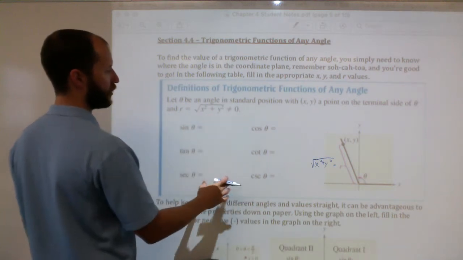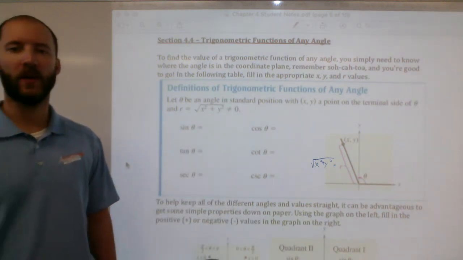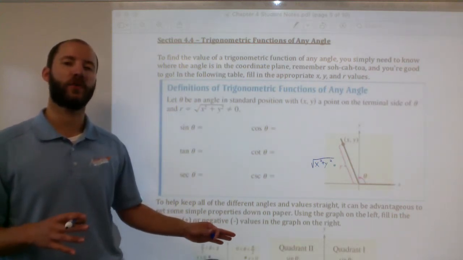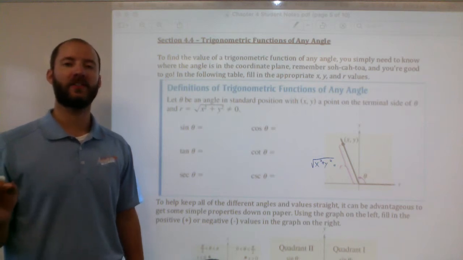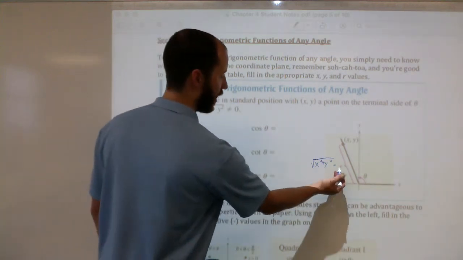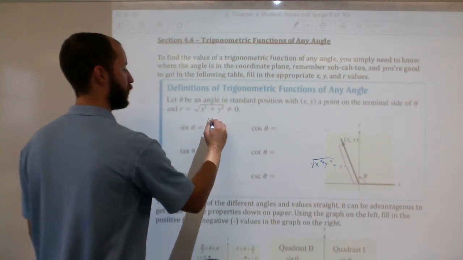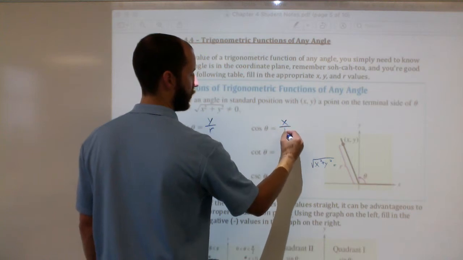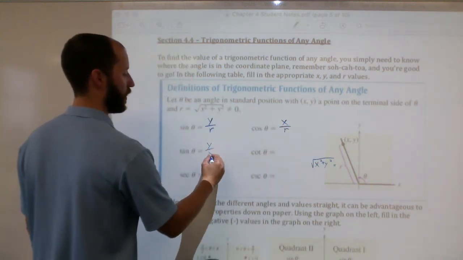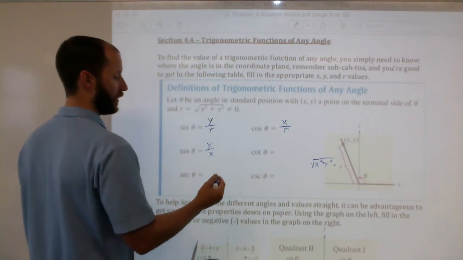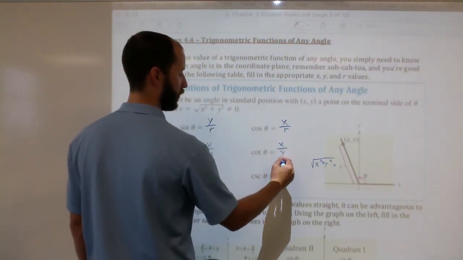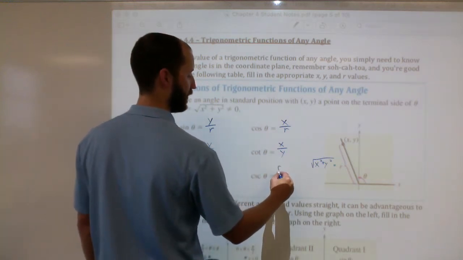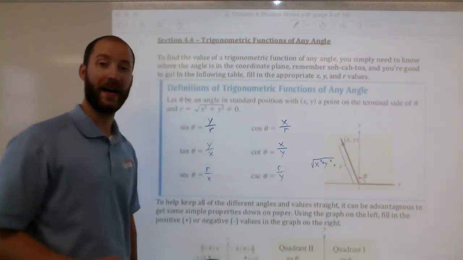So when we go to set up our trig values, what we can do is use the x's and y's just like we did back in section 4.2, but now instead of that radius always being 1, it's going to be an r value. So sine instead of y over 1 is y over r. Cosine instead of x over 1 is x over r. Tangent doesn't change, y over x. And then we look at the reciprocals. Cotangent is x over y. Secant is r over x. Cosecant is r over y.